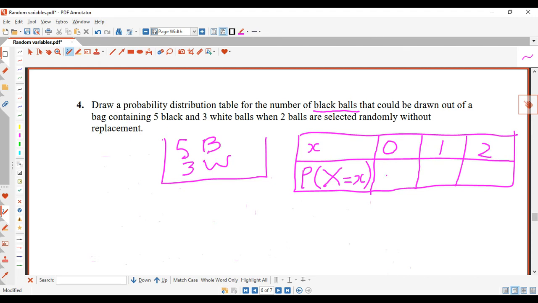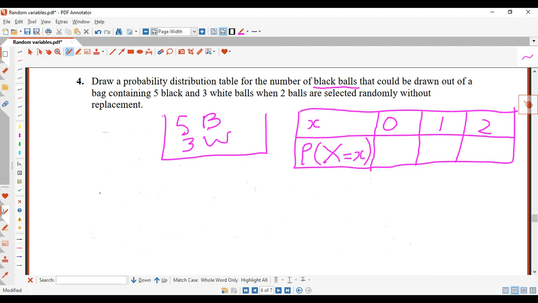So now I've just got to figure out what's the probability of 0 blacks. Well, the probability of 0 blacks will be working out the probability of 2 whites. So if I'm getting no blacks, I must be getting 2 whites. The 2 whites will be 3 over 8, because there's 8 altogether, times, and I'm not putting the ball back once I take the first one out, so now I've got 2 whites, and that's 2 over 7 there, so that's 6 on 56.